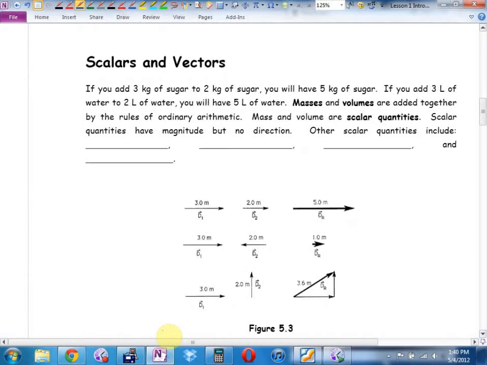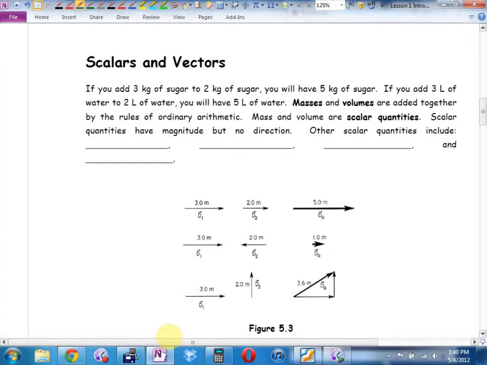Scalars and vectors. If you add 3 kilograms of sugar to 2 kilograms of sugar, you'll have 5 kilograms of sugar. Mass is a scalar. If you add 3 liters of water to 2 liters of water, you know what? You'd have 5 liters of water. Volume is a scalar. Scalar quantities have magnitude, but no direction.